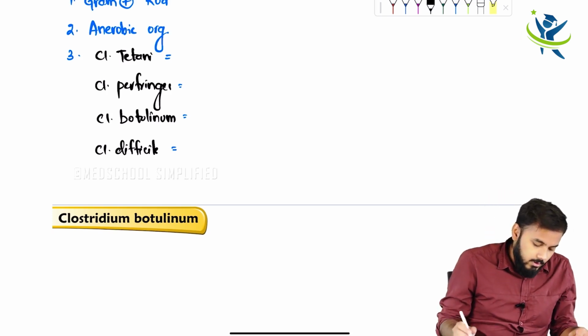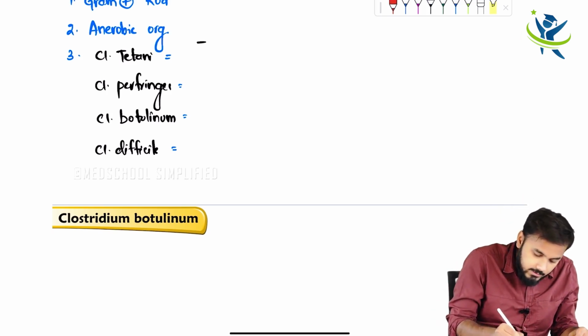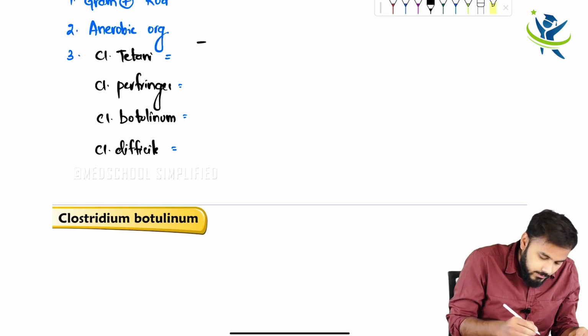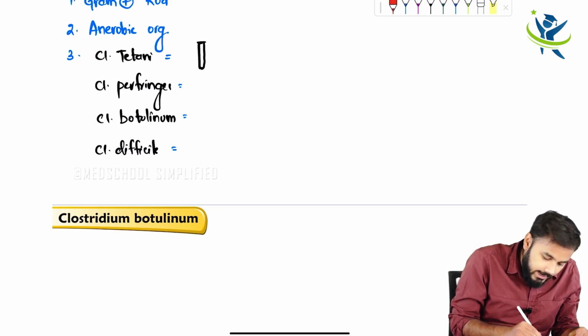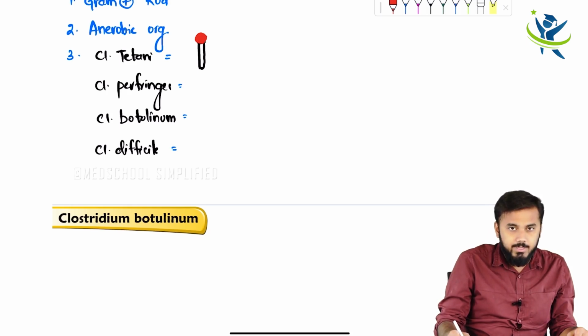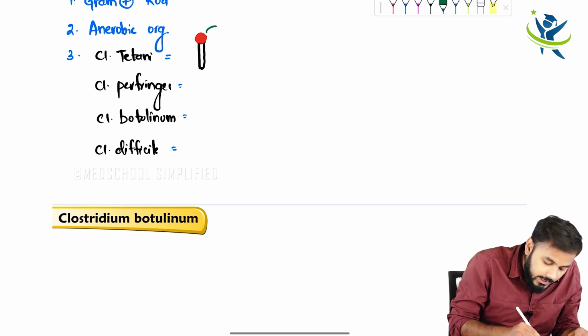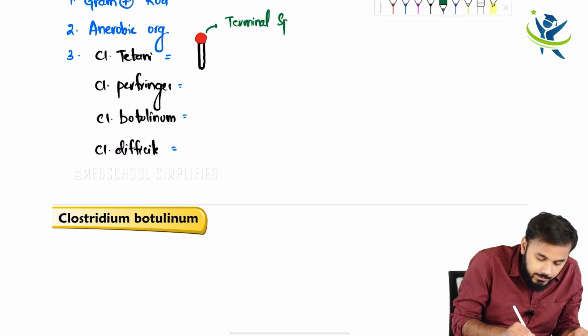But one very important thing: this is called the tennis racket shape, or also called what? Drumstick appearance. Now, the red thing which I am showing you there, this red thing is called what? This should be called terminal spore.